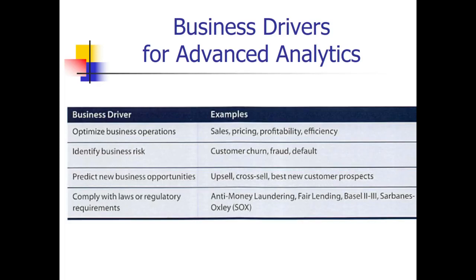That kind of analysis comes under predicting new business opportunities. Coming to the fourth business driver, comply with laws or regulatory requirements. Obviously we have anti-money laundering and fair lending, based on SAFTness and OXI. All these things come under complying with laws or regulations. Everywhere we have to follow the laws.